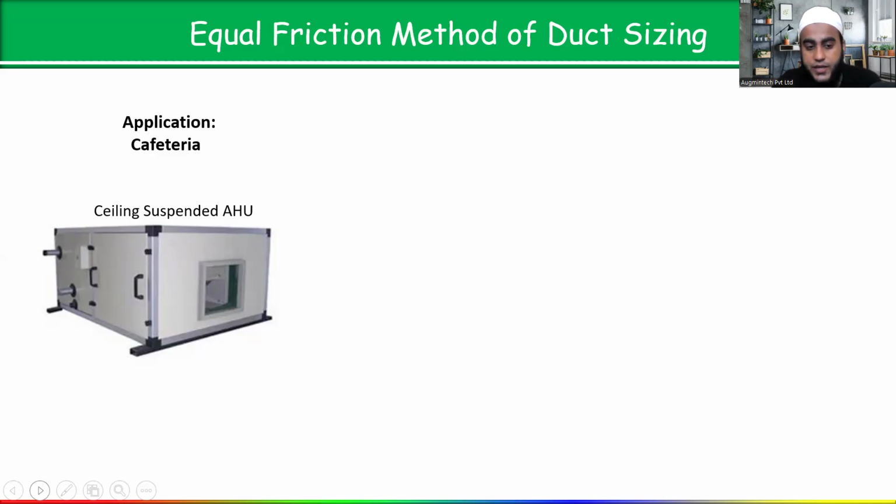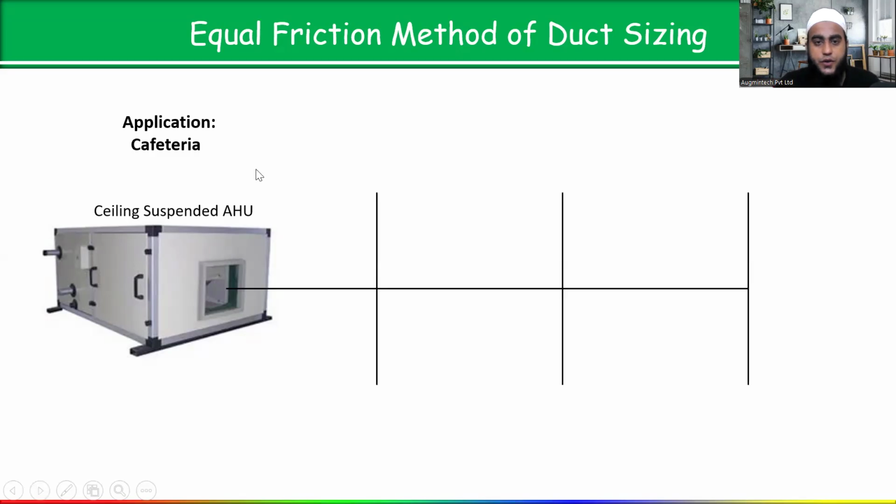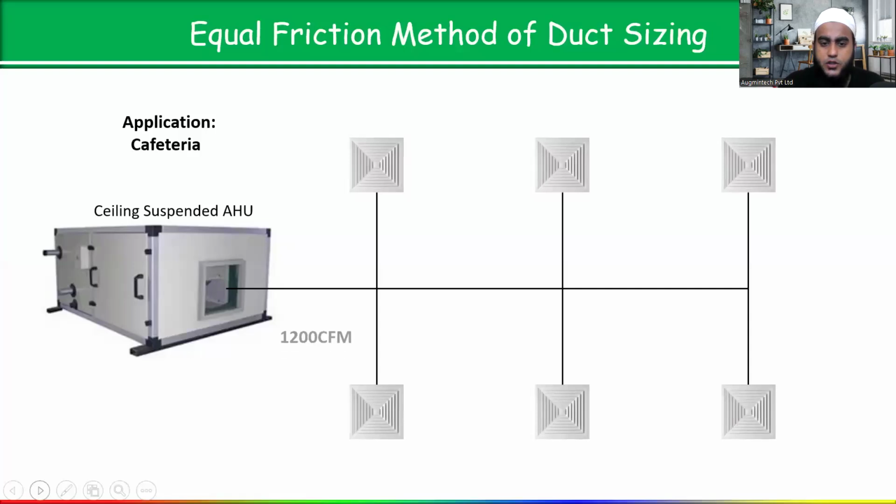Okay, so suppose from the heat load calculation we have got that we need to supply 1200 CFM of air into the cafeteria. Suppose I have done the selection. First, we have to select the air terminals. Here we have decided to place 6 supply air diffusers in the complete cafeteria. So the total air we need to supply from this ceiling suspended AHU is 1200 CFM.